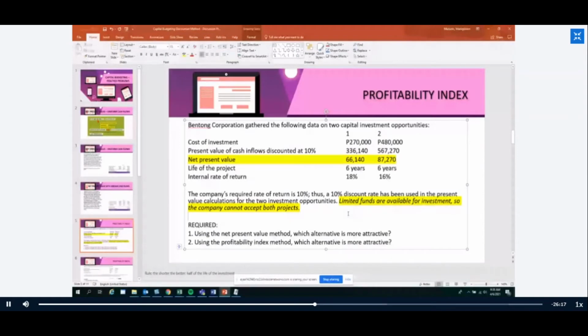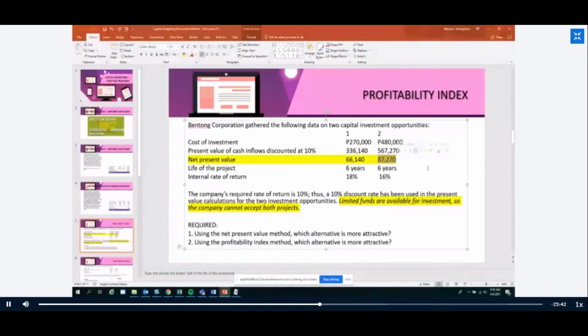Sino yung sumagot? Ako po, Judy. O sige, Judian. O sige nga, bakit 2? Mas higher po yung net present value. Okay. Very good, Judian. So tama yon. Kung ang given lang is itong data and provided yung net present value, that's correct. So go to the project that will provide you the highest net present value.